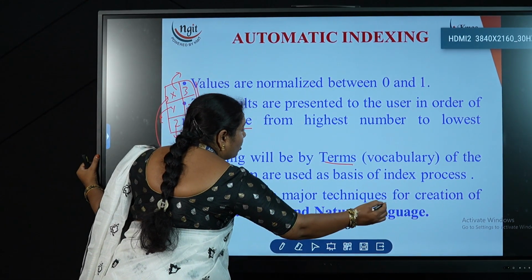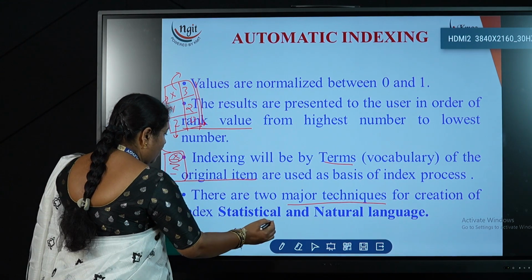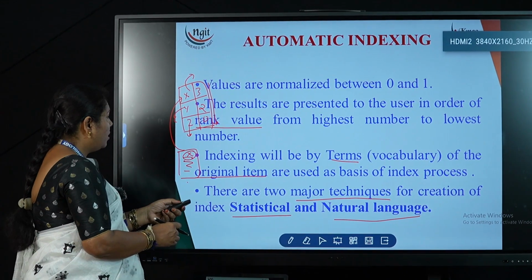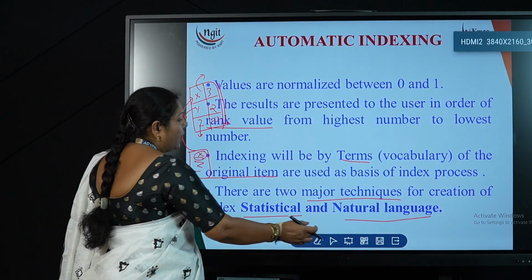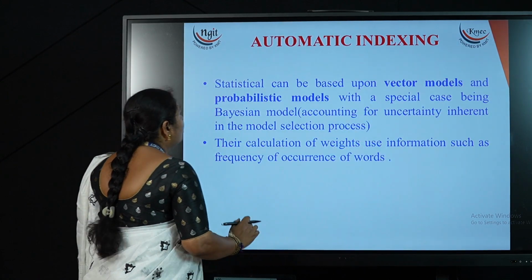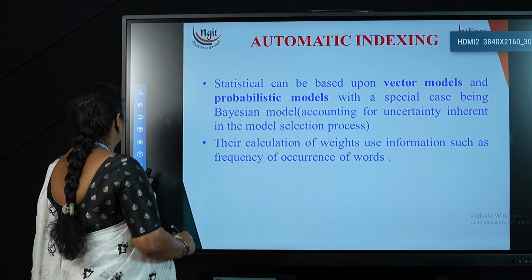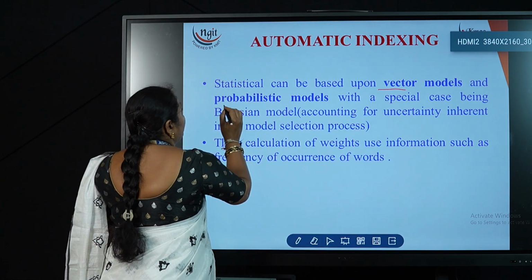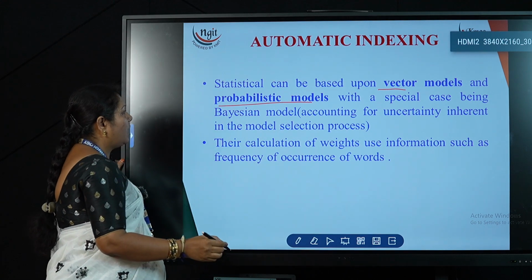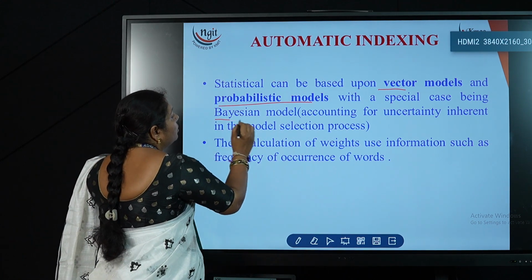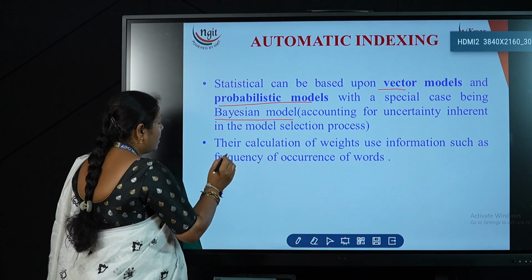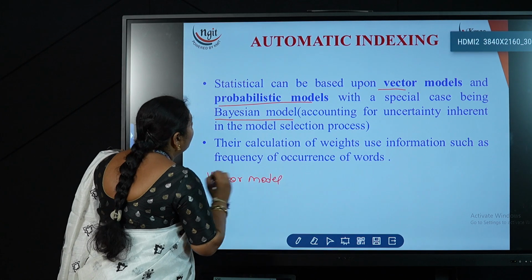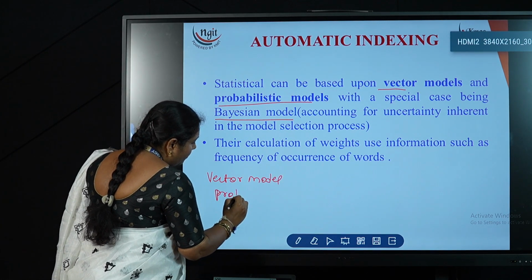In order to create automatic indexing, we have two major techniques: one is statistical and another is natural language. So what is meant by statistical and what is meant by natural language automatic indexing? Coming to the statistical, you can use vector models and probabilistic models, with a special case like the Bayesian model. Remember, in the statistical we have two models: one is the vector model, another is probabilistic.